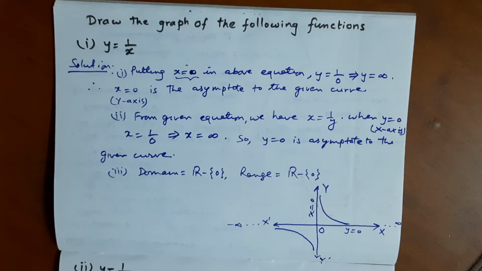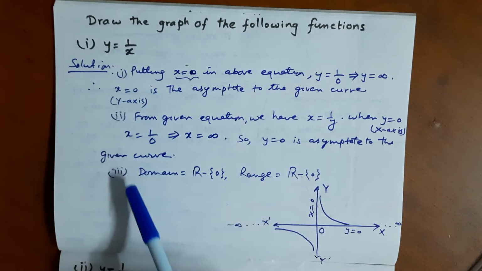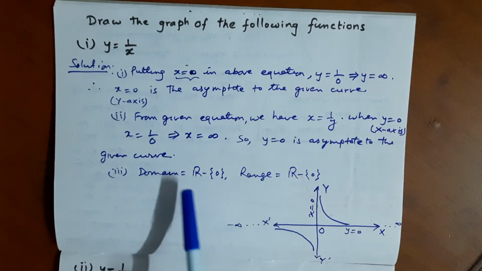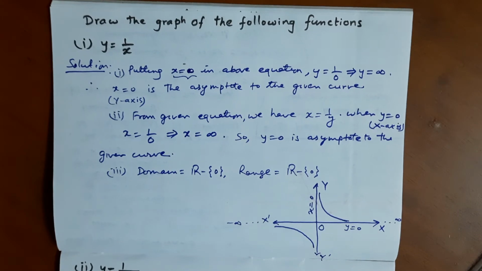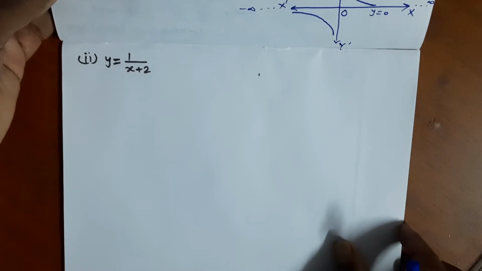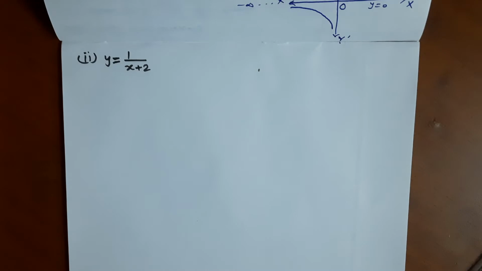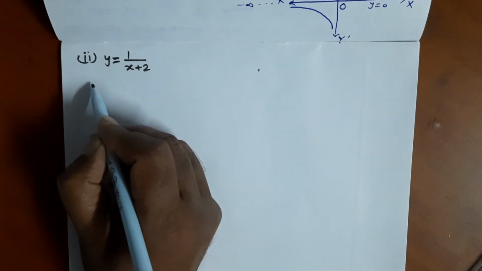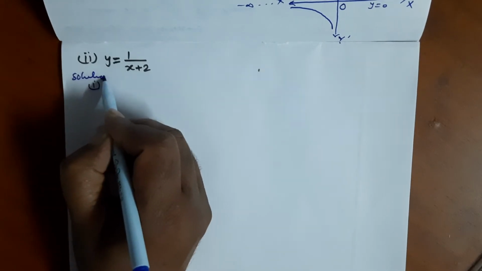So I have shown the graph of this curve with different characteristics. These numbers 1, 2, 3 are the different characteristics of the curve. Now let's look at the next curve, y equals 1 over x plus 2. Look at the solution to this.